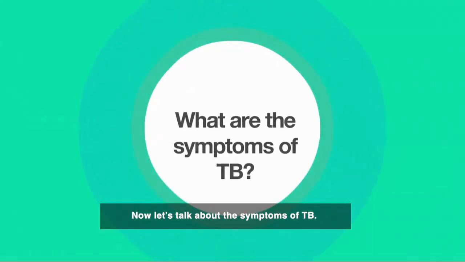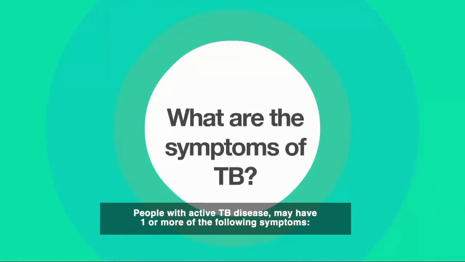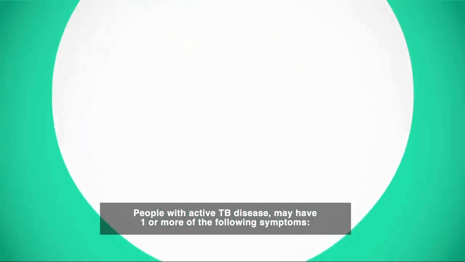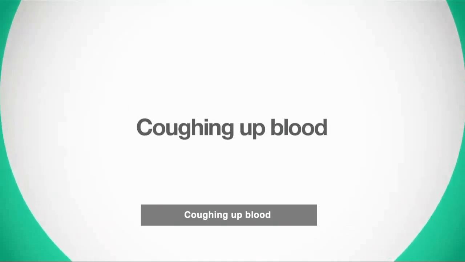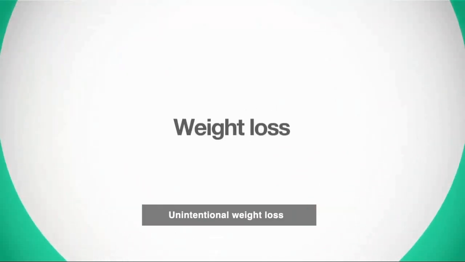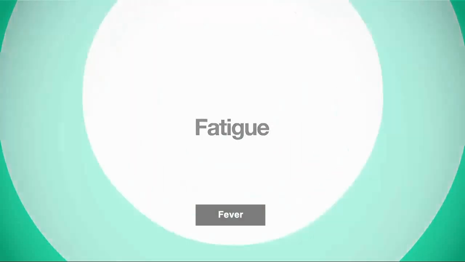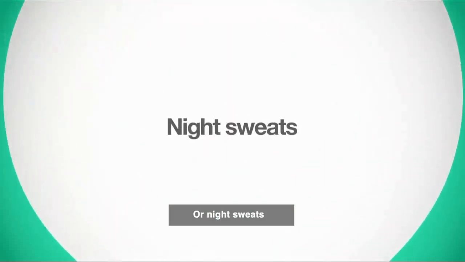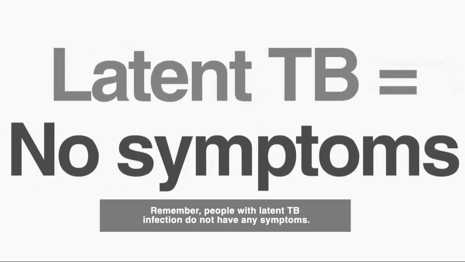Now let's talk about the symptoms of TB. People with active TB disease may have one or more of the following symptoms: coughing that lasts for 3 or more weeks, coughing up blood, chest pain or pain with breathing and coughing, unintentional weight loss, fatigue or feeling tired all the time, fever, or night sweats. Remember, people with latent TB infection do not have any symptoms.